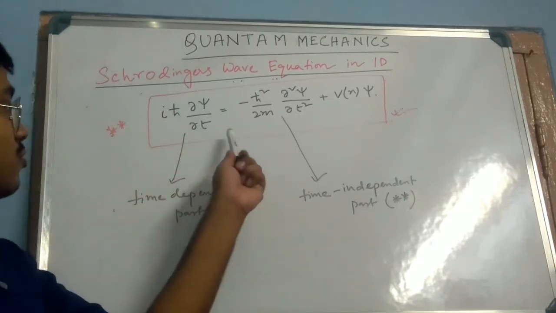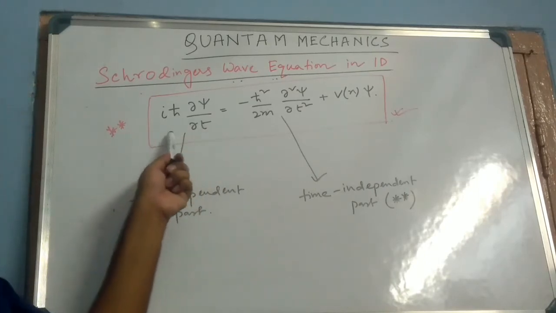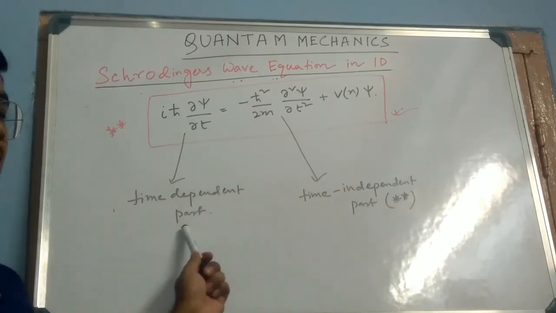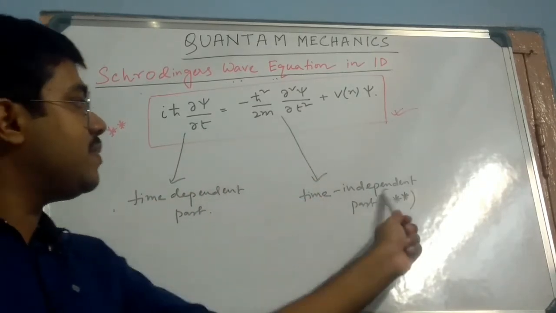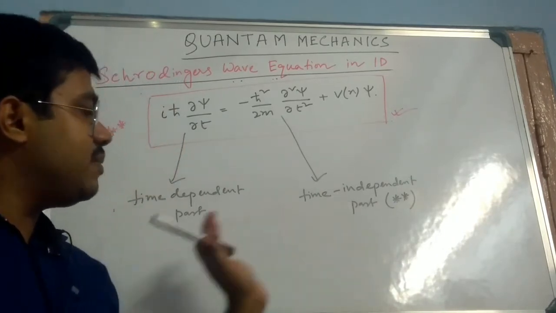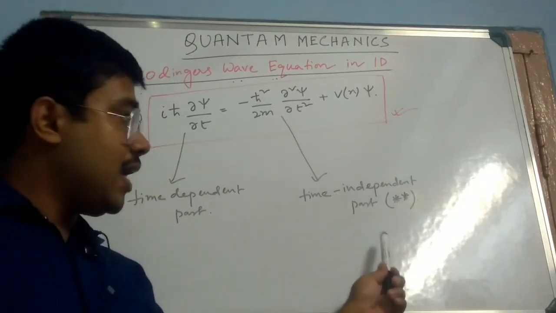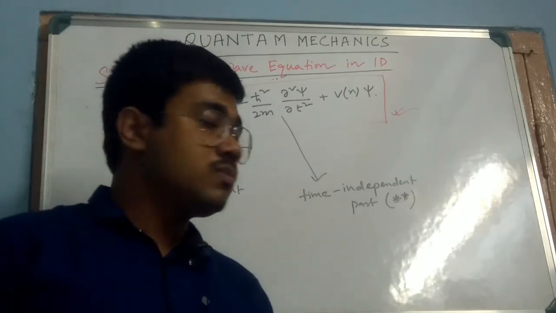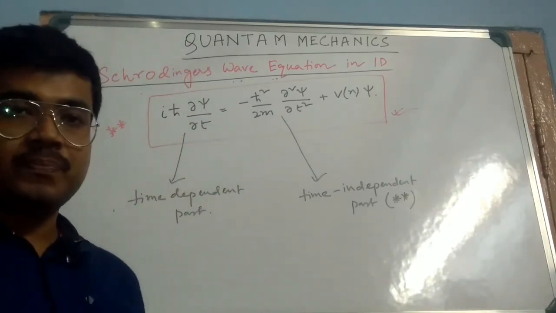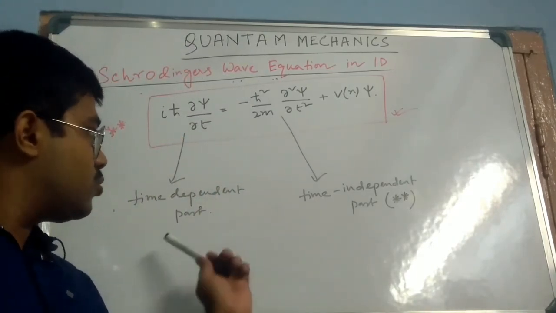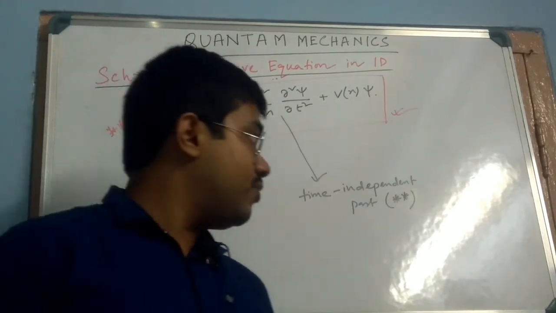This equation contains two parts. This term is the time dependent part and this term is the time independent part. The time independent part is very important as it includes all the applications of Schrodinger's wave equation. We'll learn these two parts later in the next lecture video.